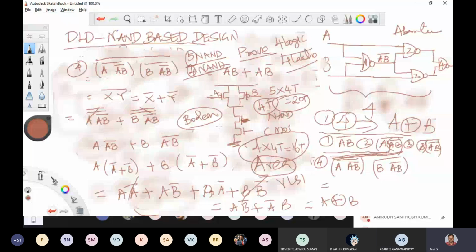Whenever you are making a design, keep in your mind that area is one of the important parameters. So we need to reduce the area. Whenever you are representing a design, please think whether the design has fewer gates and fewer transistors. Then you can claim that yours is good. That is what I want to tell you.